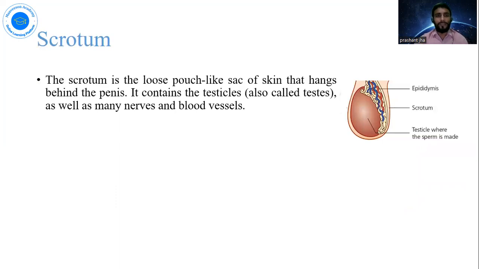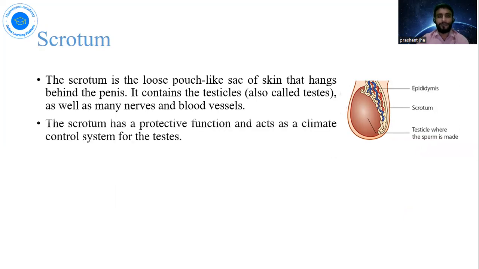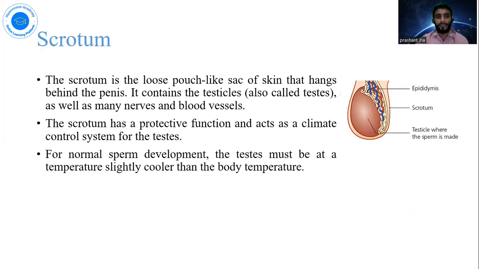Next, what is the scrotum? The scrotum is the loose pouch-like sac of skin that hangs behind the penis. It contains the testicles, known as the testes, as well as many nerves and blood vessels. The scrotum has protective functions and acts as the climate control system for the testes. So it's a very important organ for the testes.